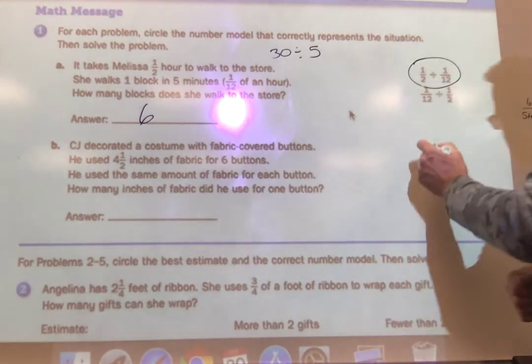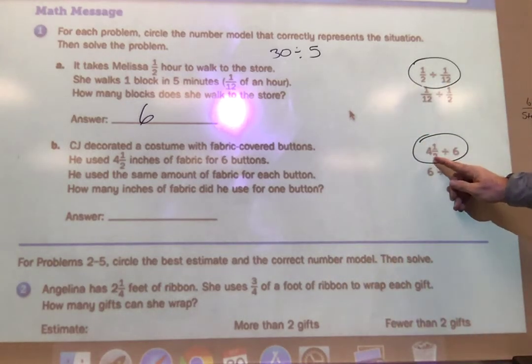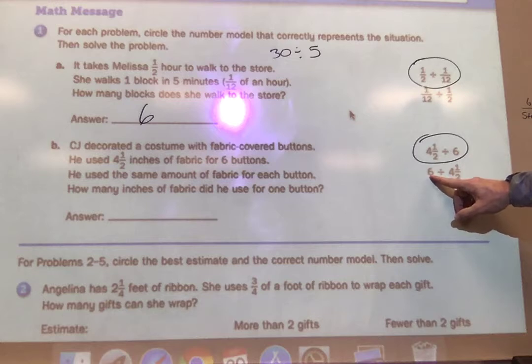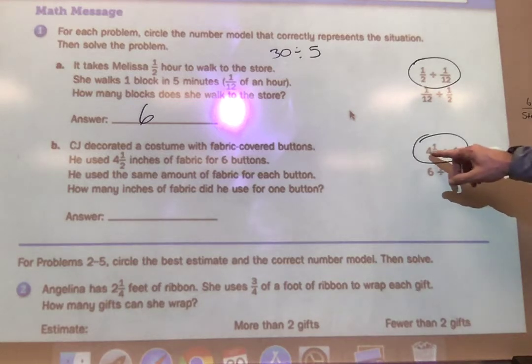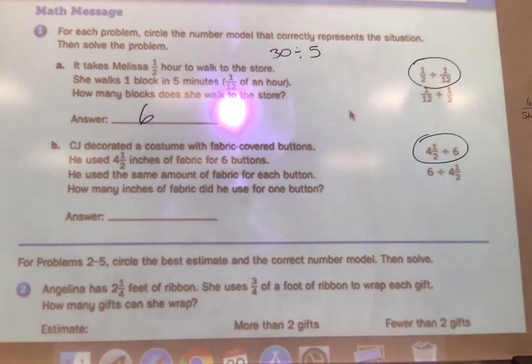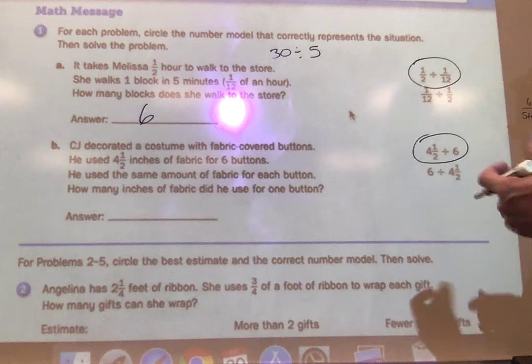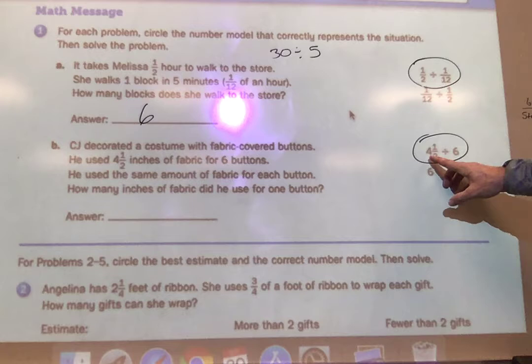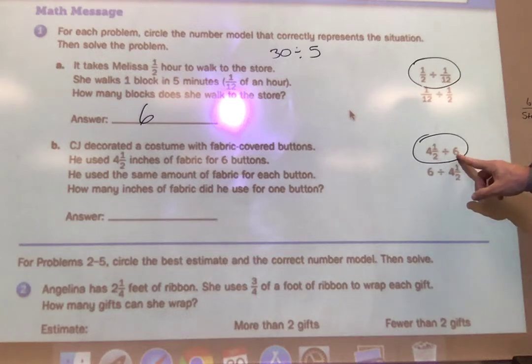So my number sentence is 4.5 inches of fabric divided into a group of 6, because I'm making 6 buttons. So how much fabric would each button take? And this will break that down for us. We don't have 6 inches divided by 4.5 buttons. We've got 4.5 inches divided into 6 buttons to tell us what one button would need. So to solve this, again, doing some estimating before we even think about it here, we want to get an answer that makes sense. If I only have 4.5 inches and I'm dividing that by 6, I know the answer is going to be less than 1.